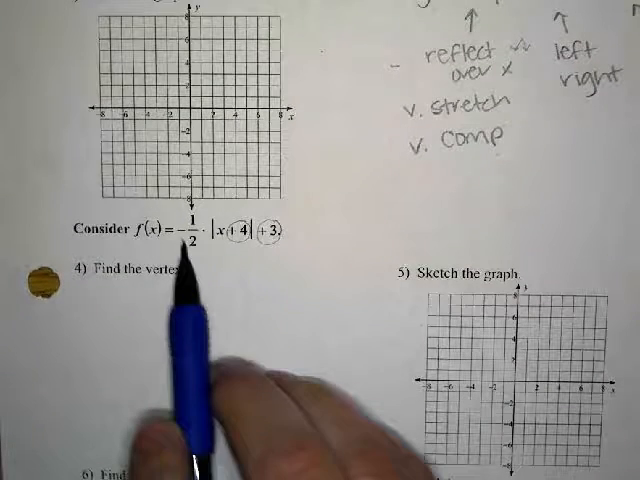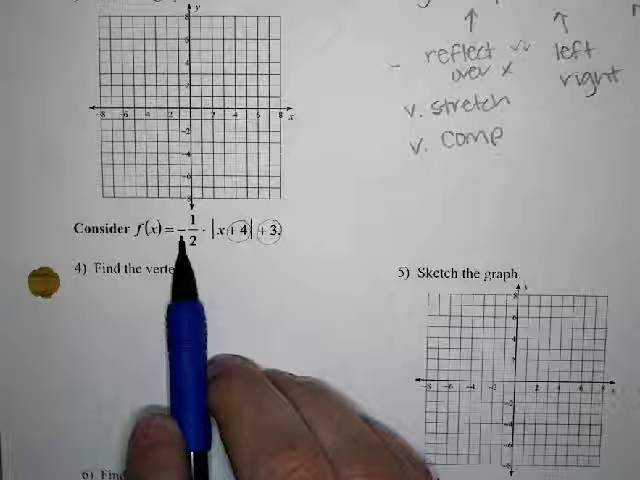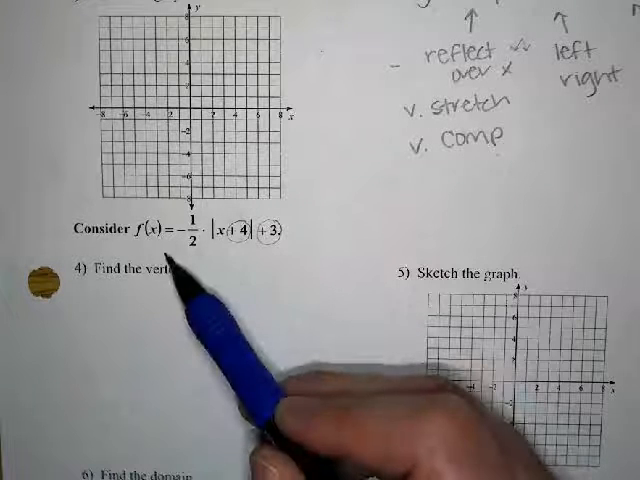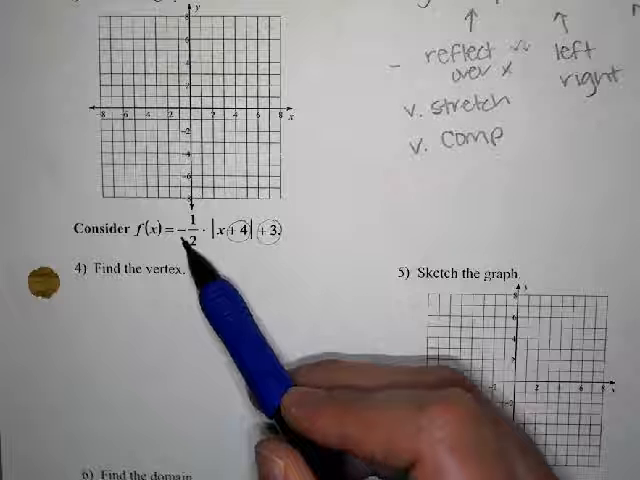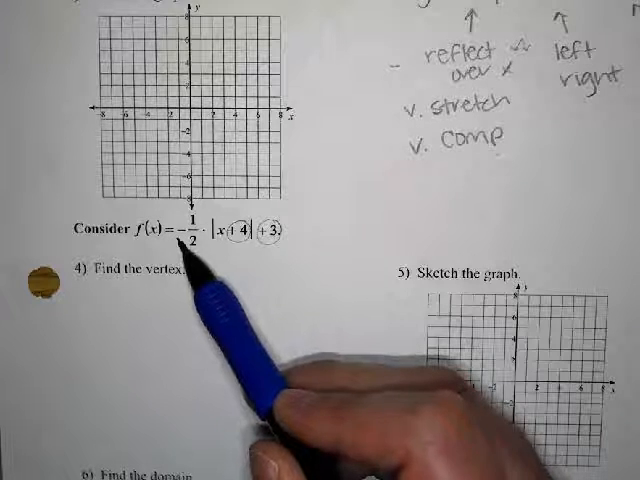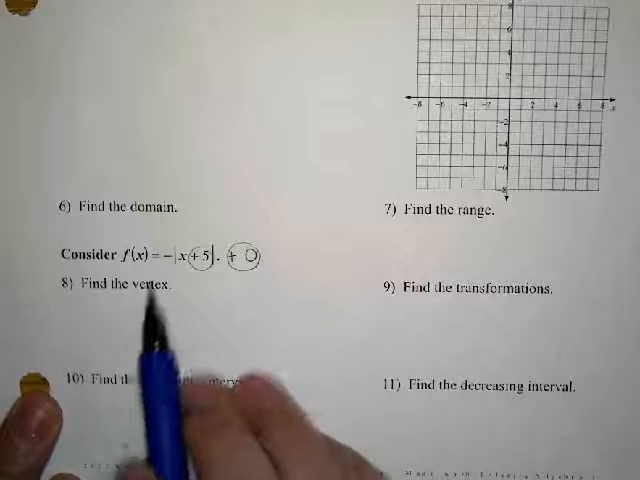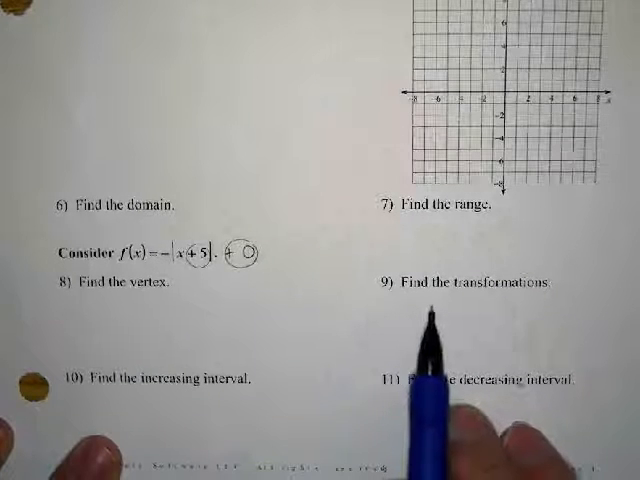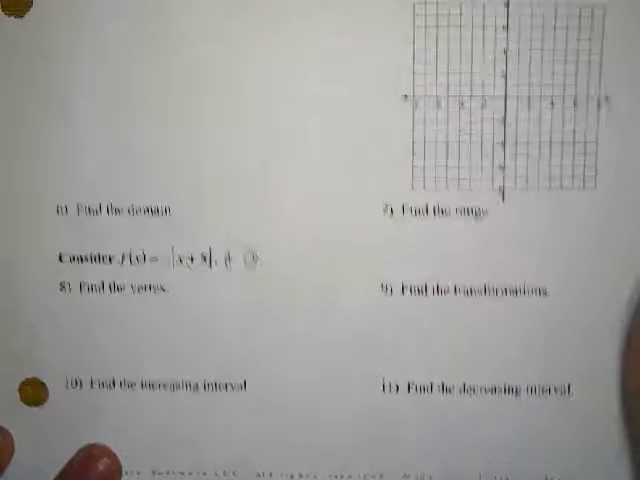However, that did happen down here. You see a negative in the front, so that did reflect over x. And so if this problem had asked what the transformations were, you would say, oh, it's been reflected over the x-axis. The transformations are asked on this one, and there's a negative in the front, so you are going to write that. You're going to say, oh, it's reflected over the x-axis.